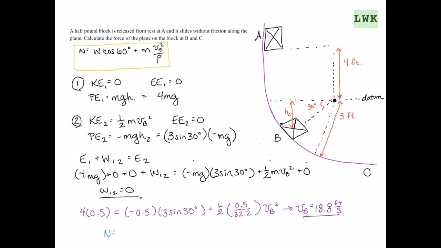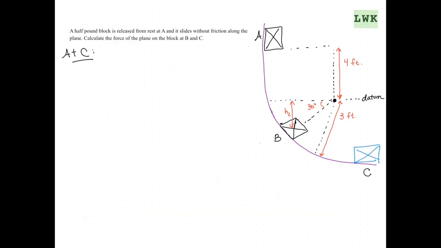So if we plug VB now into N, we can say N equals 2.08 pounds. And that's just using our equation for N up here, plugging in our new VB value. So now we can look at the block at C. So at C, our block is going to look like this.